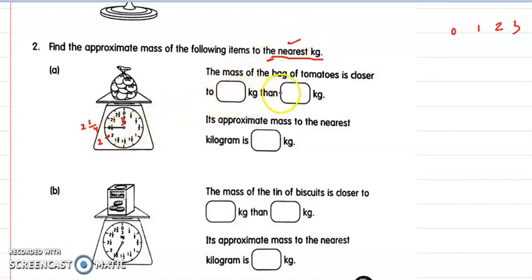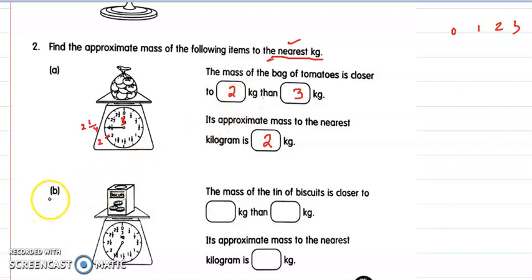So I will say the mass of the bag of potatoes is closer to 2 kilogram than 3 kilogram. So its approximate mass to the nearest kilogram will be 2 kilogram. We will not use here halves or quarters or 3/4 because we are rounding to the nearest kilogram.